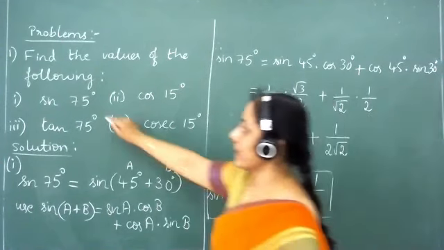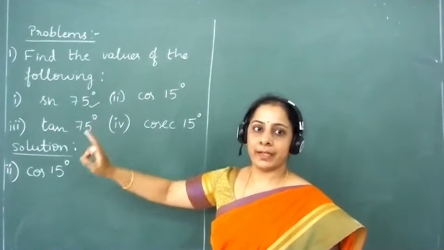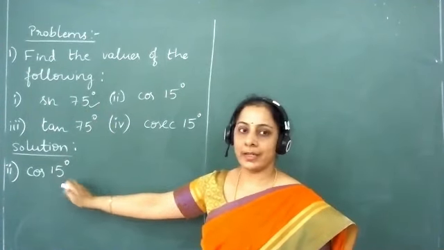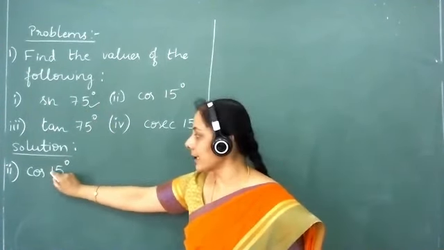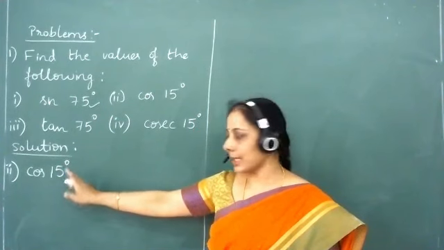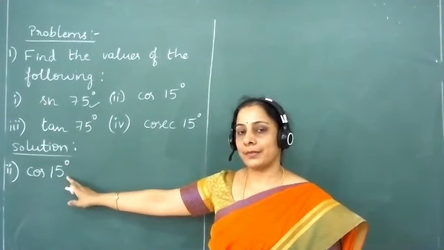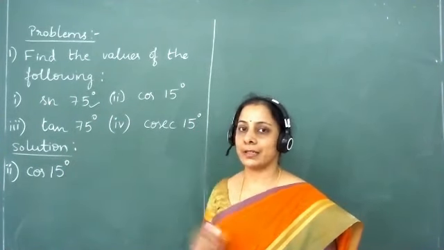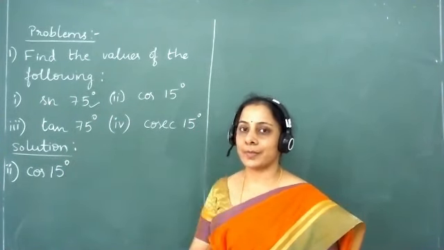That means cos 15. Like in the first sub-question, 75 degrees, here also we are having a non-standard angle which is 15 degrees. Now to find the value of cos 15 degrees, 15 degrees again here will have to be split only in terms of two standard angles. So what is the only option left with us to express 15 degrees in terms of two standard angles?